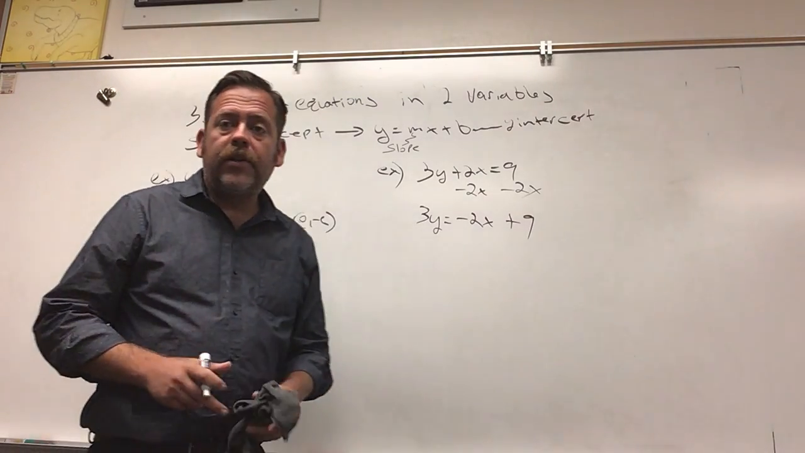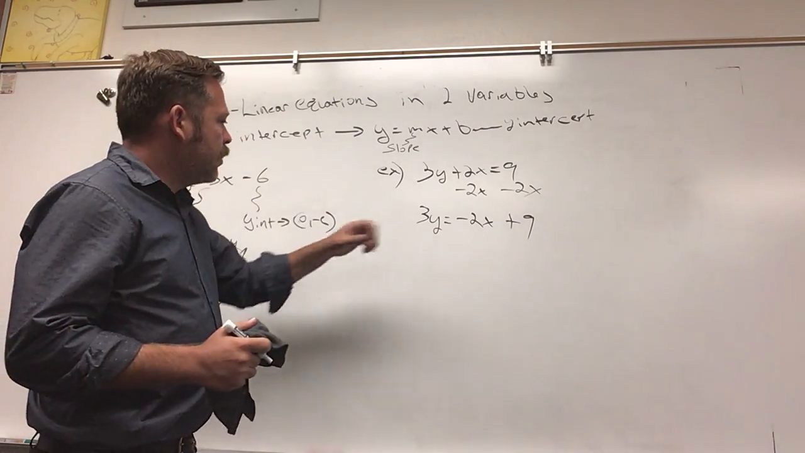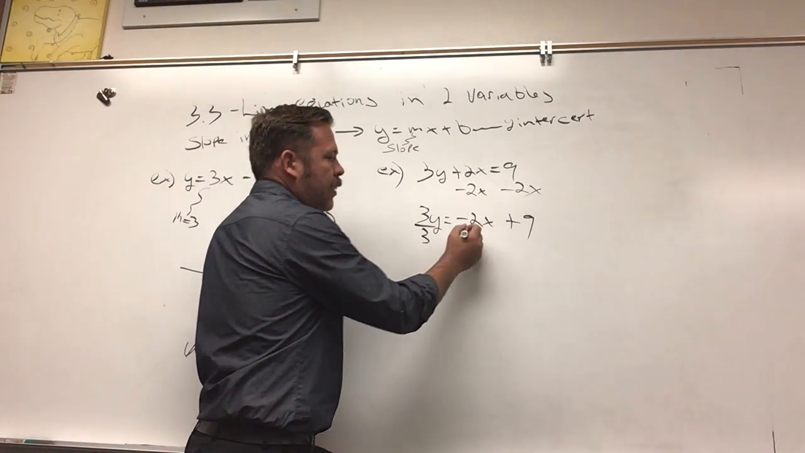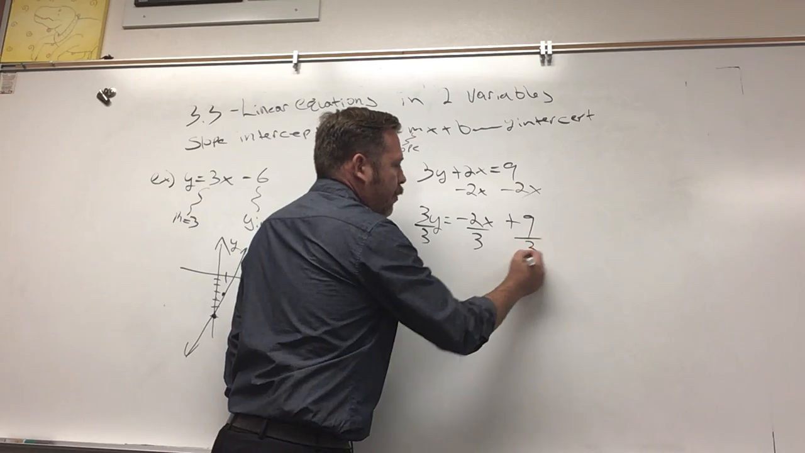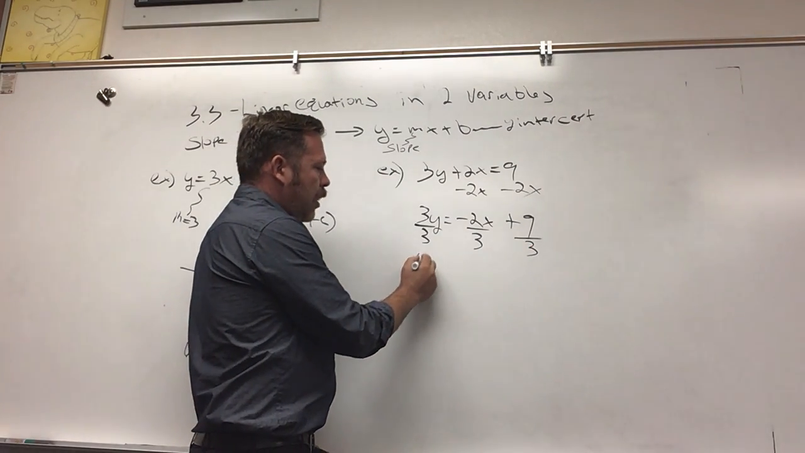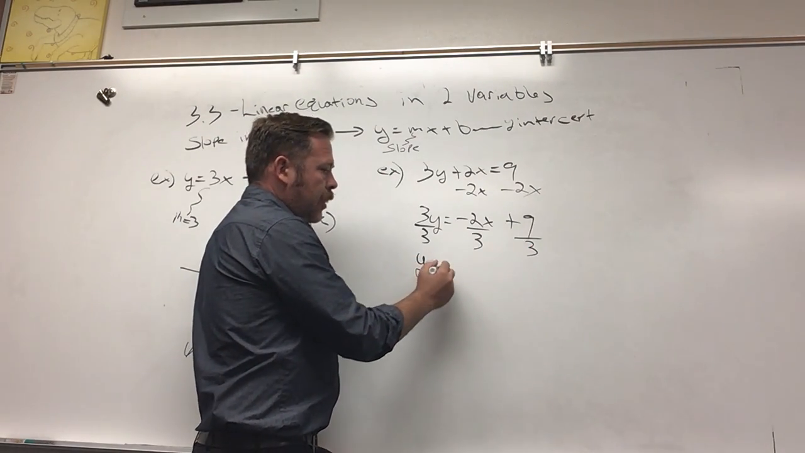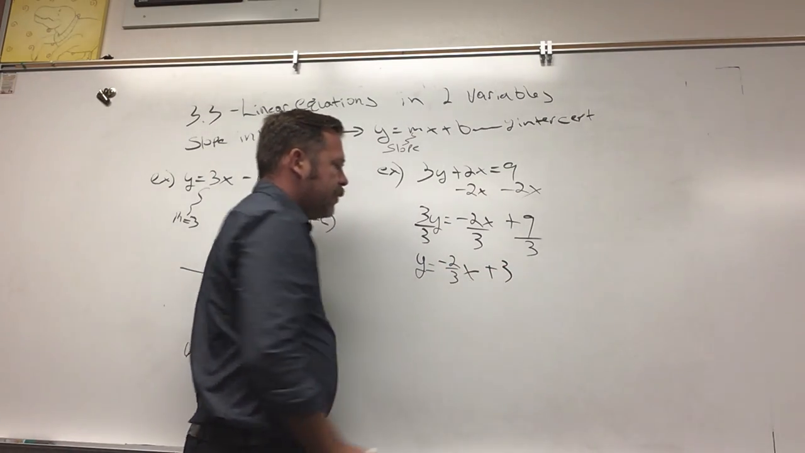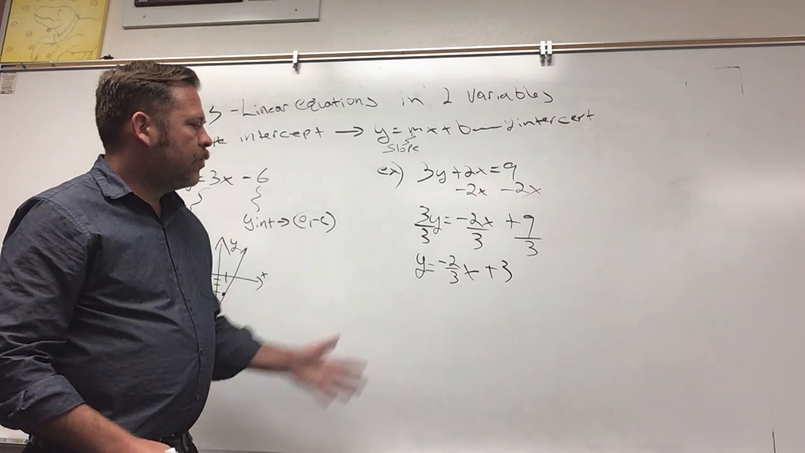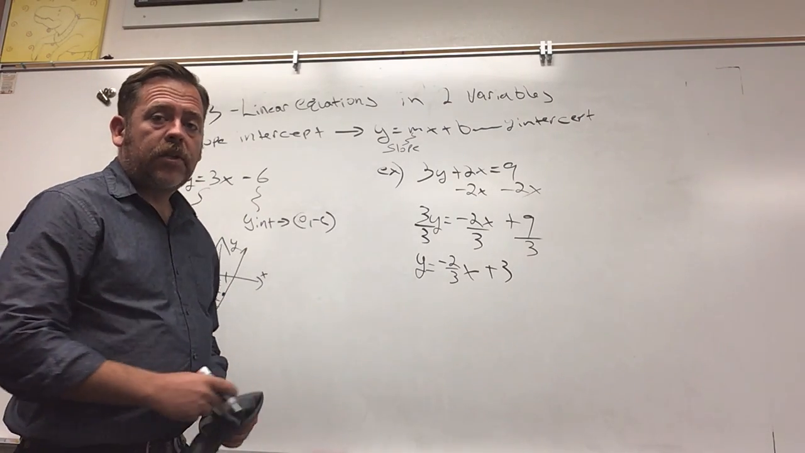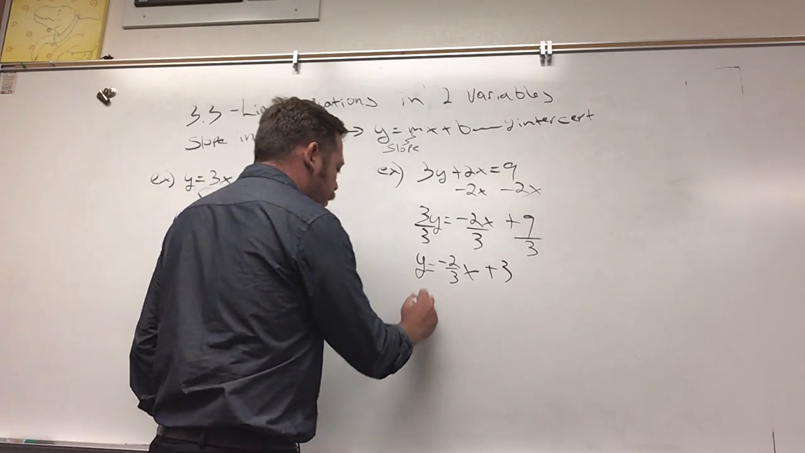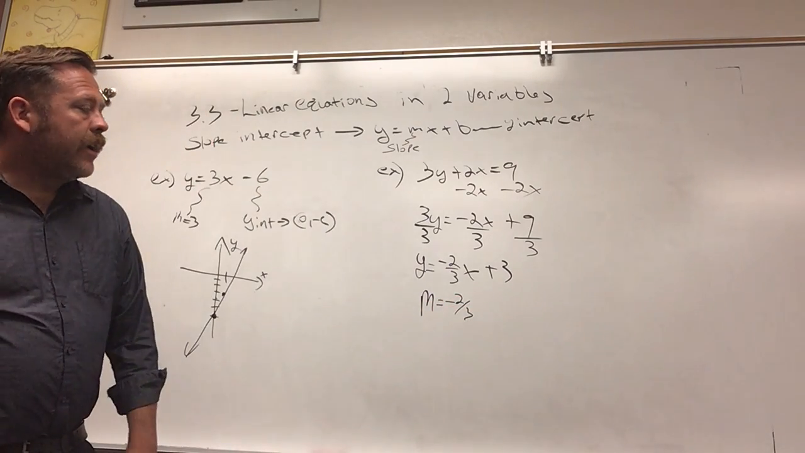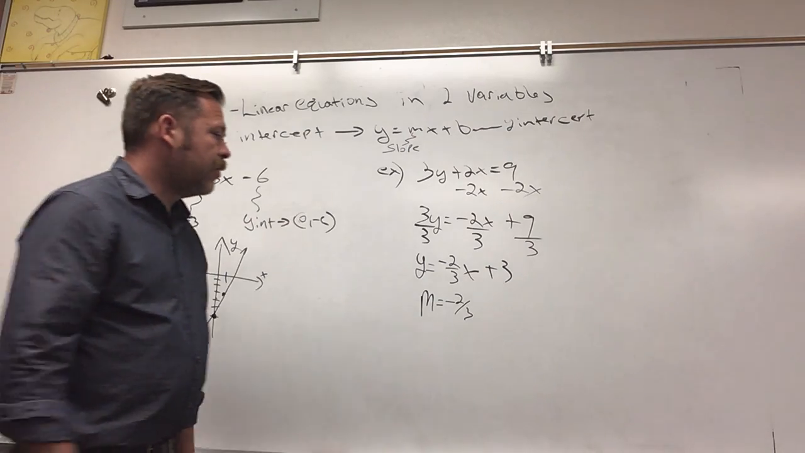All right, last thing we need to do is isolate y by dividing by 3 on both sides, divide by 3 on the left side, divide by everything on the right side, and then y equals -2/3 x plus 3. Okay? So we know that our slope, m, equals -2/3, and then our y-intercept is going to be at 0, 3.